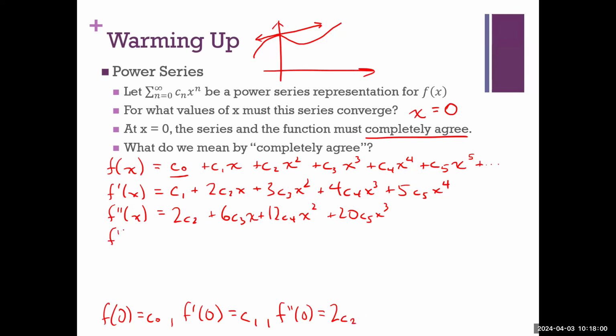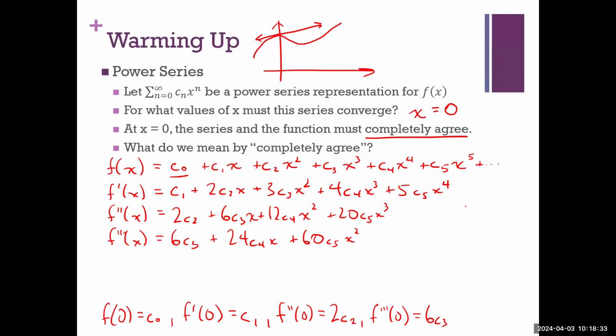Let's do one more and see if we can build out a pattern here. What's the next derivative? 6c3 plus 24c4x plus 60c5x squared, right? So what's f triple prime of 0? 6c3. So let's start cataloging these things to the right here.